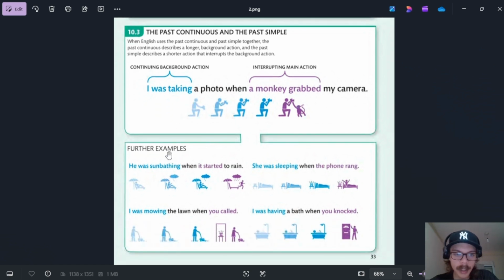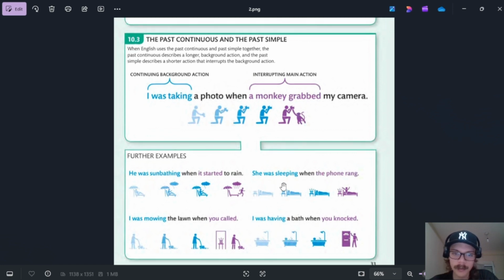Okay? Let me read the further examples. He was sunbathing when it started to rain. She was sleeping when the phone rang. I was mowing the lawn when you called. I was having a bath when you knocked. You can see all of these follow exactly the same structure we saw before. You have a description of the situation using the past continuous. He was sunbathing, I was mowing the lawn, she was sleeping, I was having a bath.